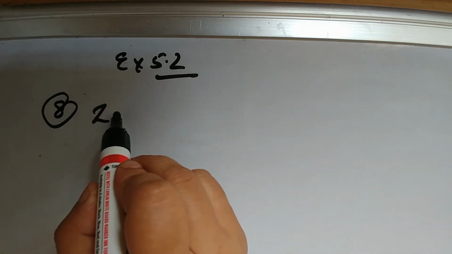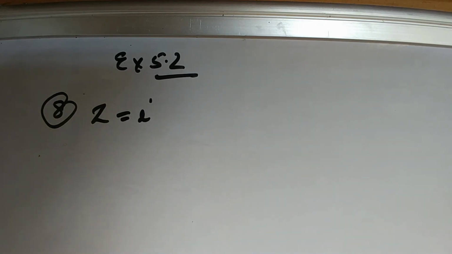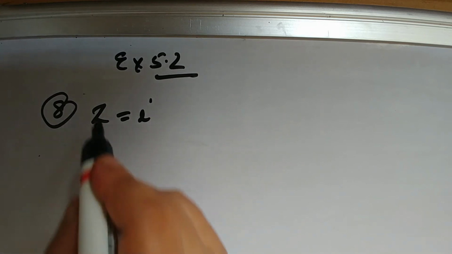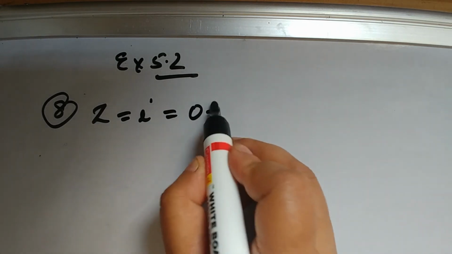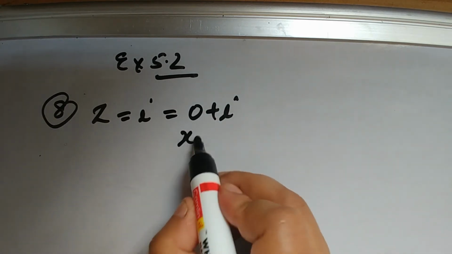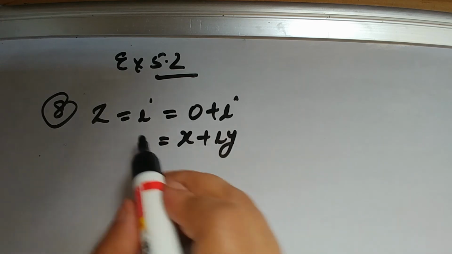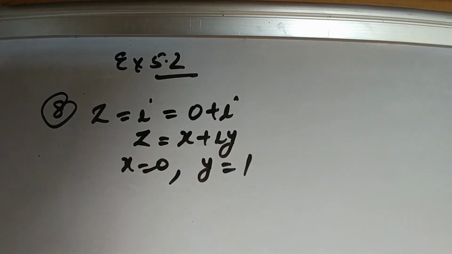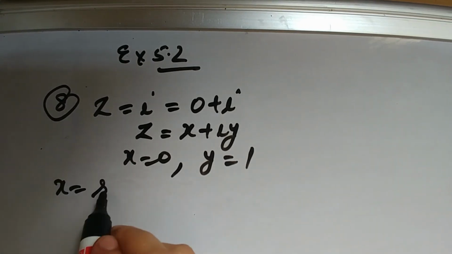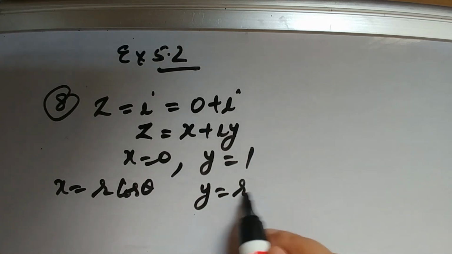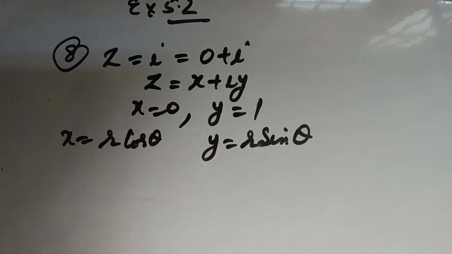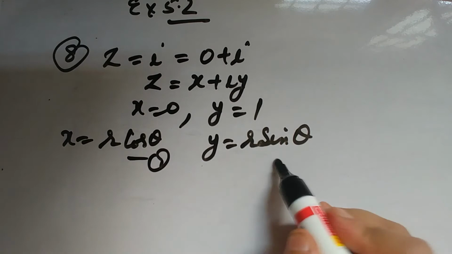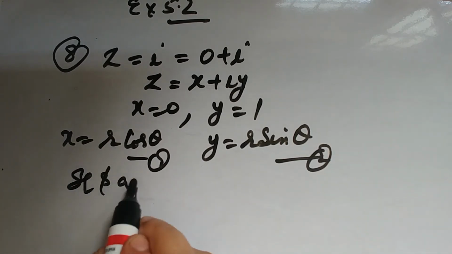And your z is here just iota. Now z is equal to iota and we can write it as 0 plus iota. So if I compare it with x plus iota y, I get x as 0 and y as 1. And you know in polar form x is r cos theta and y is r sin theta. So for the modulus, either you can directly square and add, which is also one thing you must remember.